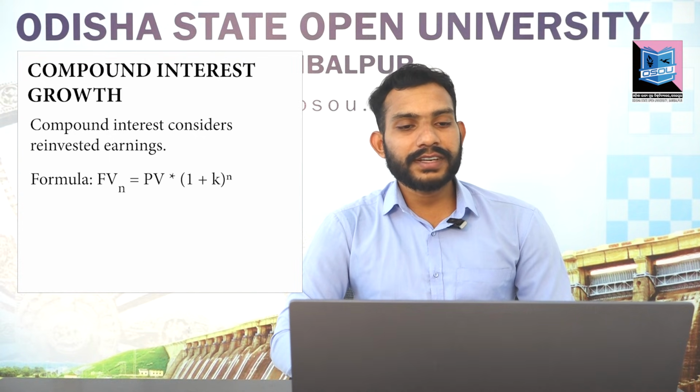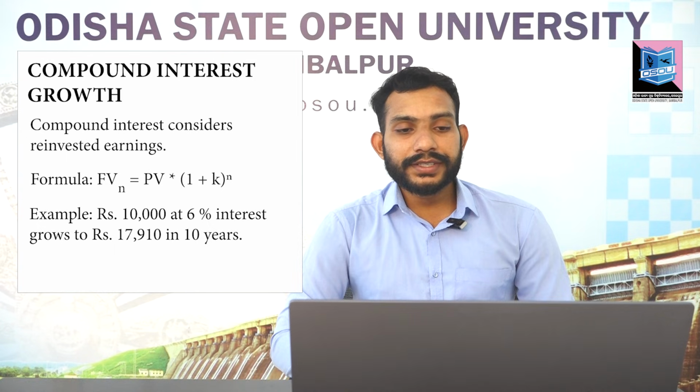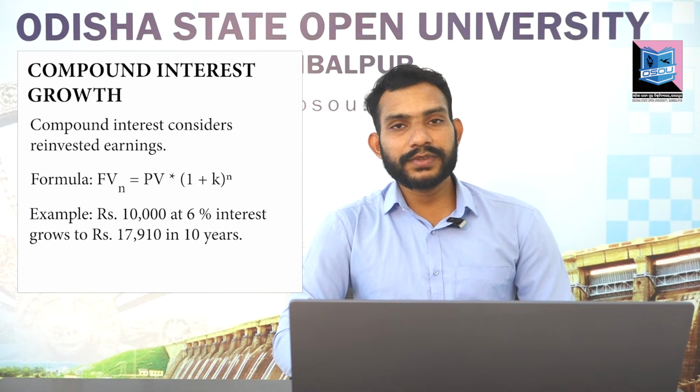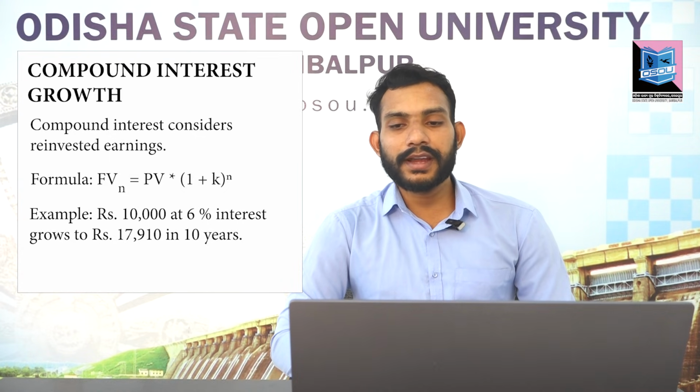The formula for compound interest is present value times (1 plus interest rate) to the power n. Let's see an example. If you invest 10,000 at an interest rate of 6% per year, and it grows for 10 years, it will become 17,910 rupees. That's nearly 80% growth, and it's all thanks to the compounding effect.